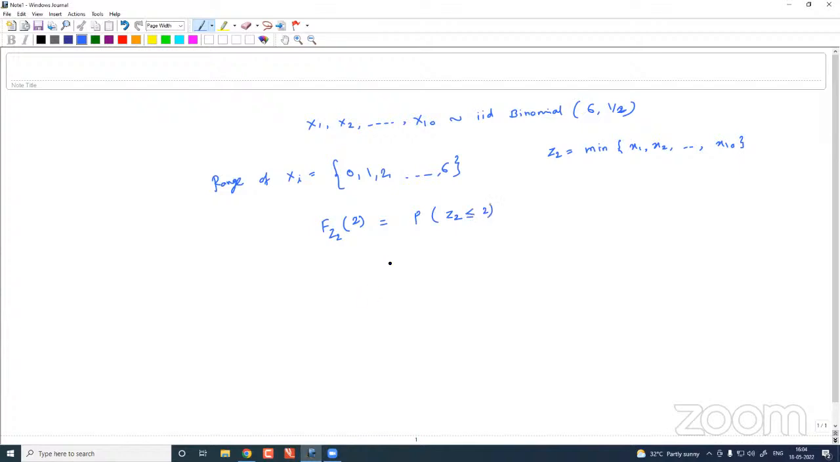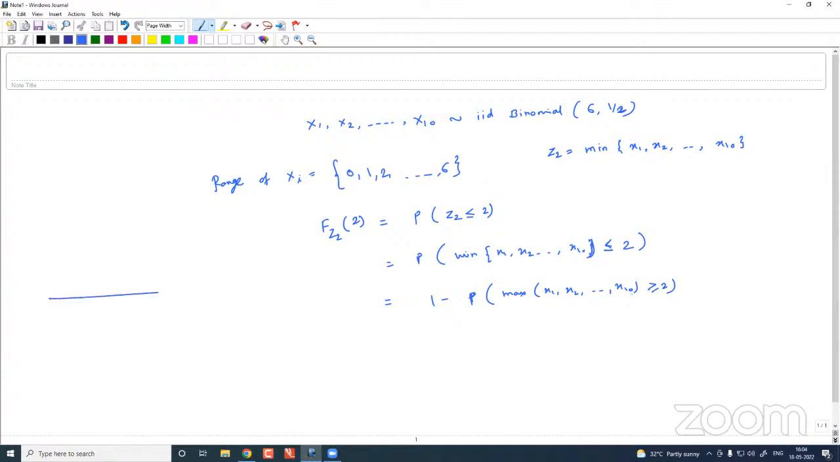Right. So I can write the probability that Z2, the minimum of x1 to x10, should be less than or equal to 2. Right? Now what does this interpret? Can I write like this? So it is the same as 1 minus the probability of the max of. Yeah, sir. This step only I'm confused with. Why are we writing like this?